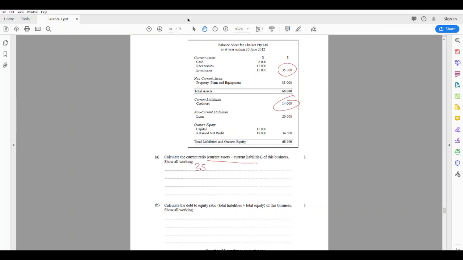You've got to show your working. So 35,000 divided by 14,000 gives me 2.5 to 1. You can show this as a percentage or a ratio.